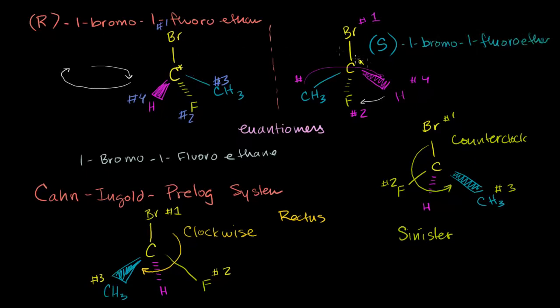We know that these are two different configurations, and that's what the S and the R tell us. If you had to go from this to this, you would literally have to detach and reattach different groups. You would actually have to break bonds. You would have to swap two of these groups in some way in order to get from this enantiomer to this enantiomer. They're different configurations, really fundamentally different molecules, stereoisomers, enantiomers, however you want to call them.